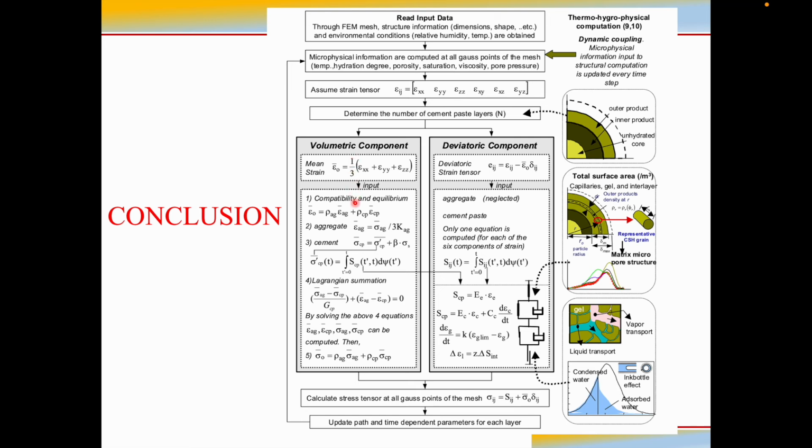And then, for further calculation, we calculate the compatibility and equilibrium conditions. It looks like this. So the strain of concrete is the summation of the strain of aggregate and the strain of cement paste, because strain is related to the volume fraction of each material. That's why the volume fraction rho is introduced in this equation.